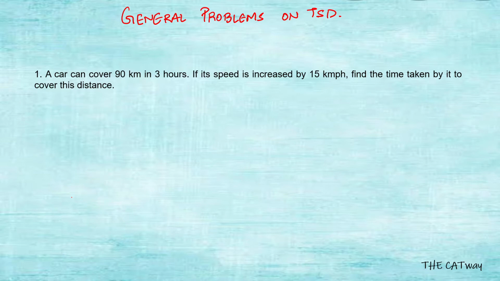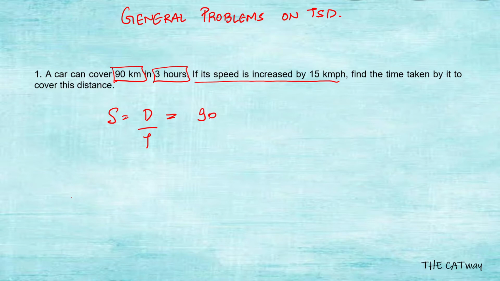Read the problem. It says the speed is increased by 15 kilometer per hour, so we need to find the speed first. We know that speed is equal to distance upon time. Distance is 90, time is 3 hours, so the speed will come out to be 90 by 3, that is 30 kmph.